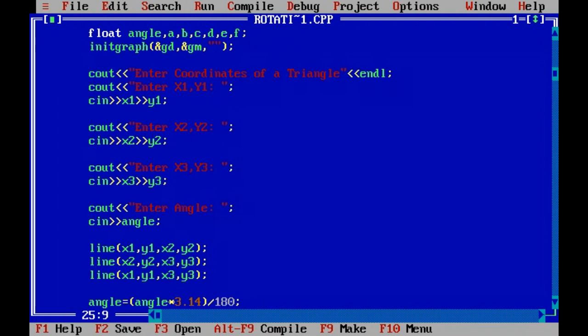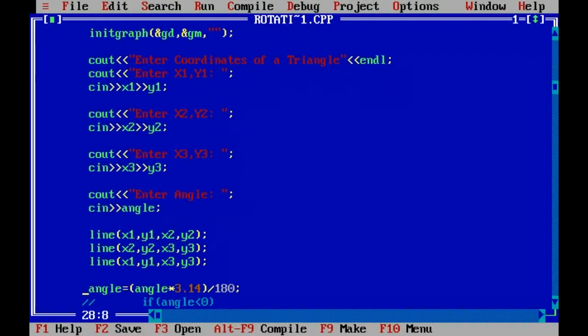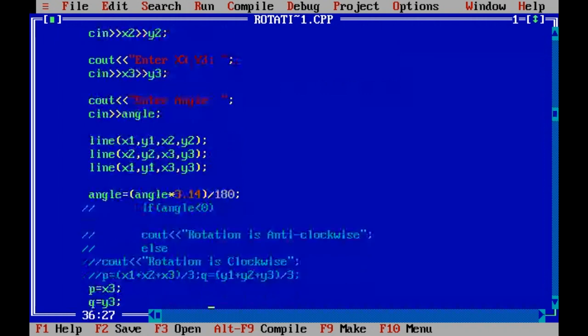For the second line, that is between B and C. There are three points of a triangle, A, B, and C. Initially, I draw a line between A and B. Then I draw a line between B and C, and the third line will be drawn between A and C. So respective coordinates will be there, x2, y2, x3, y3, and for the third, that is AC, it will be x1, y1, and x3, y3. So I have to convert the angle into radians. How is it done? Angle will be multiplied by the pi value, that is 3.14, and divided by 180.